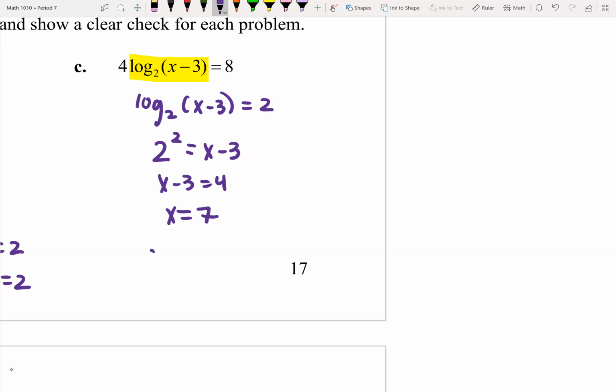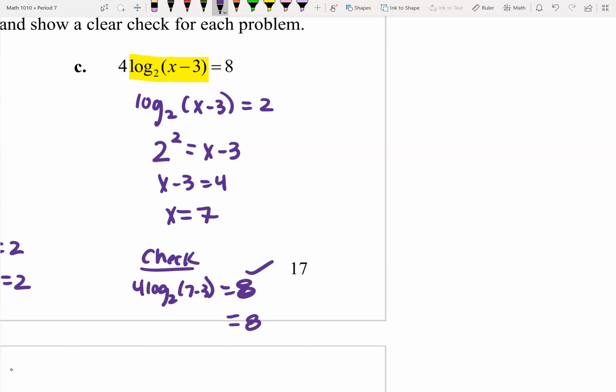No. Some people will do this. Look, check, and then they go 2 equals 2. Yay. No points. No points. Okay? You go from the original, you write the left side in. 4 log base 2 of 7 minus 3, and then put equals, and then 8. Okay, keep the right as 8.